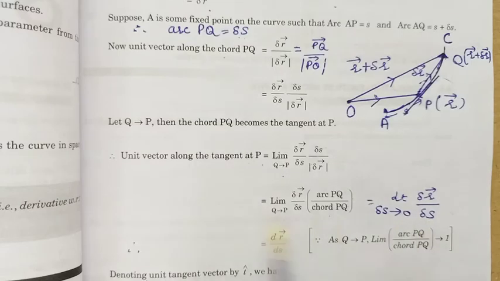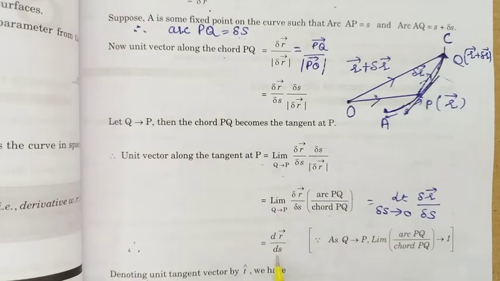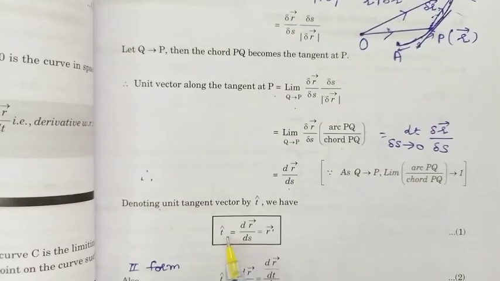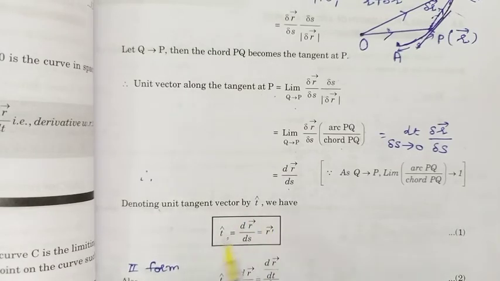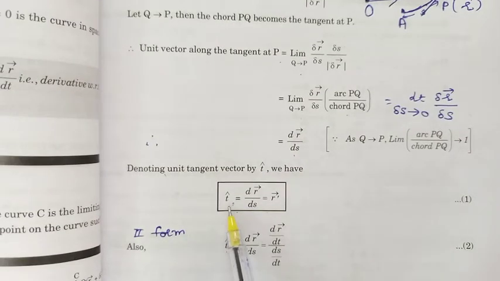So from here, the unit vector along the tangent at the point P is dr by ds, and it is generally denoted by the vector t cap, and the derivative with respect to s of the vector r we denote by r dash. So this is the expression for the unit vector along the tangent at the point P, in terms of the parameter S, where S is the arc length. Now to find the expression for the unit vector in terms of parameter t.